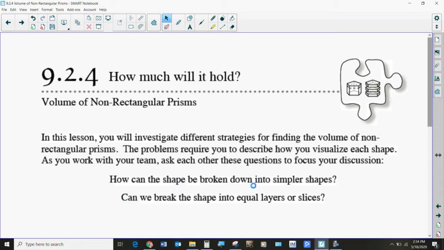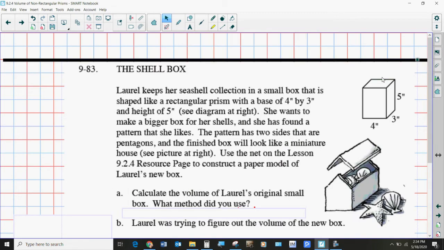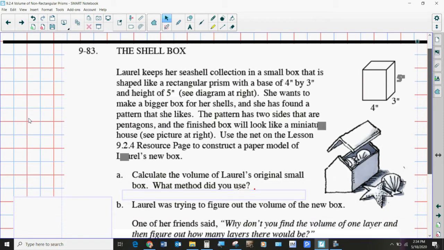How can the shape be broken into simpler shapes? And those simpler shapes, I would say, would either be circles, rectangles or squares, triangles, or maybe trapezoids. And then, can we break the shape into equal layers or slices? All right, so let's start off with just a typical box.